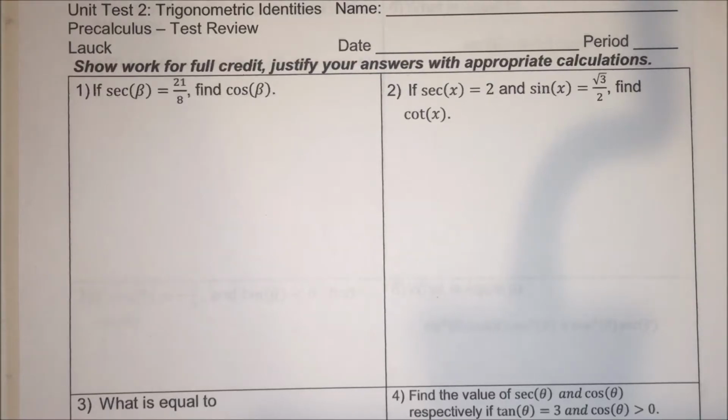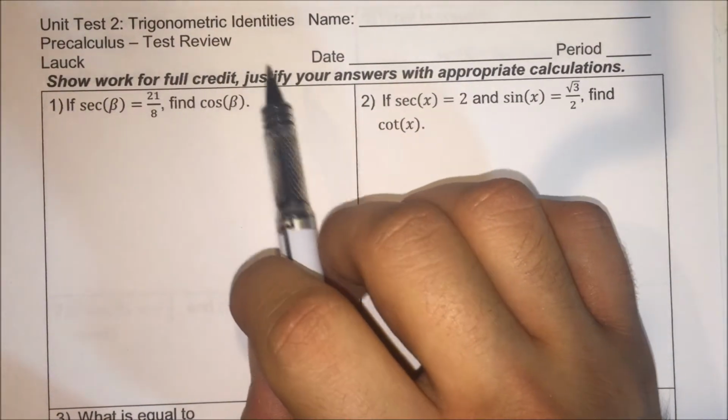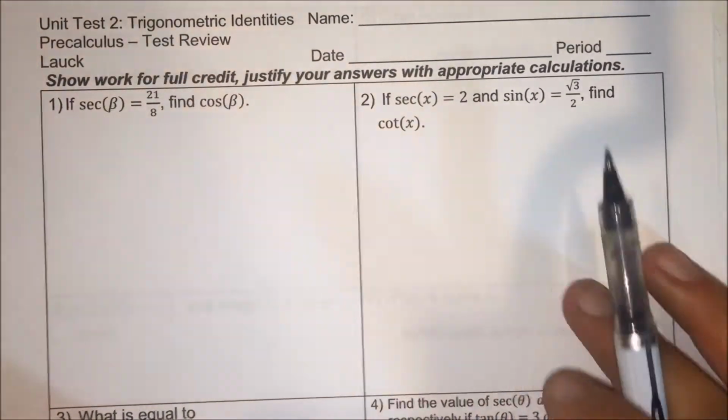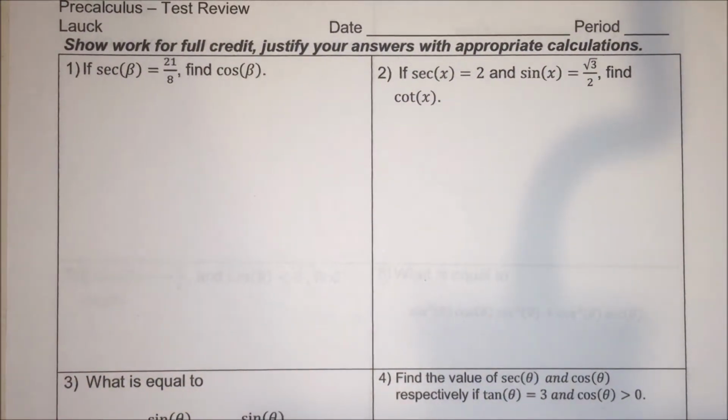Okay, so today we're going to review the chapter, Unit 2 on trigonometric identities. What we're going to do is review for the test. A lot of these questions are questions you've already seen on the quiz, so some of them should sound familiar, and you should be able to work through them.